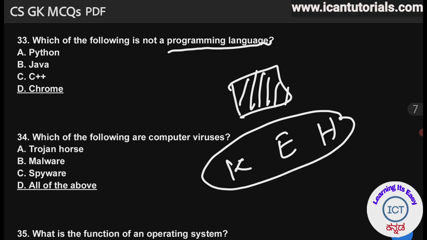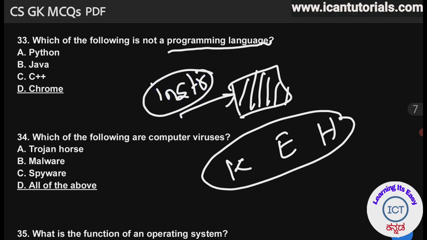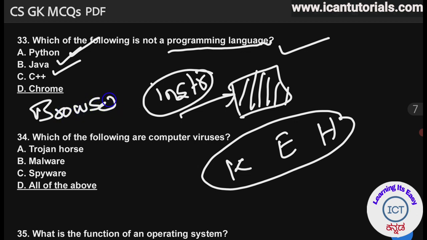In the same way, if you want to interact with any computer, if you want to give some instructions to the computer to perform some operation, we need programming languages. Python is a programming language, Java is a programming language, C++ is also a programming language, but Chrome is a browser. In the earlier video, I explained about the browsers. Browsers are nothing but software. So Chrome is a browser.